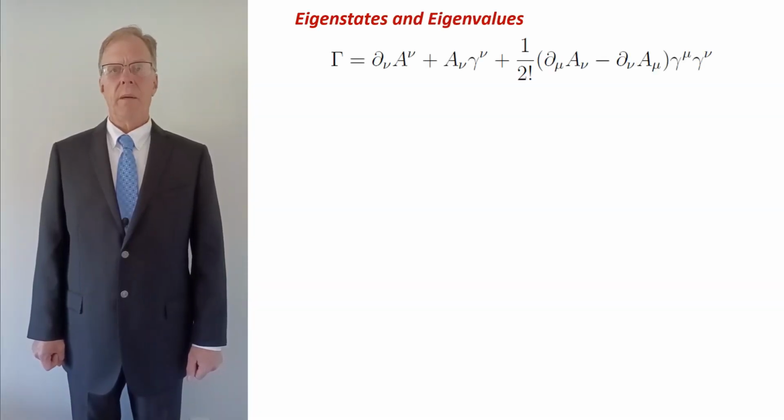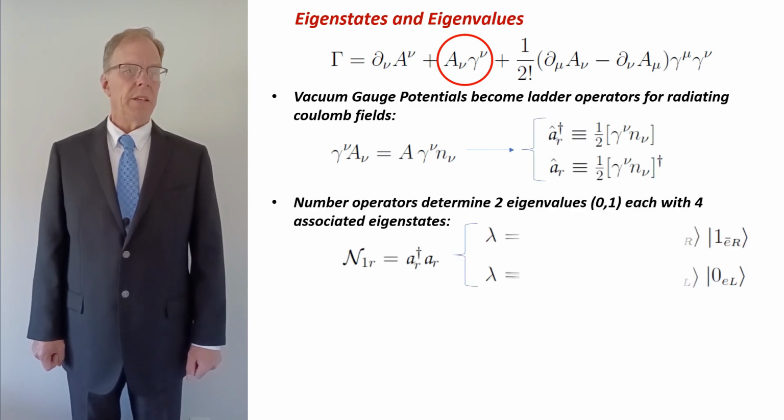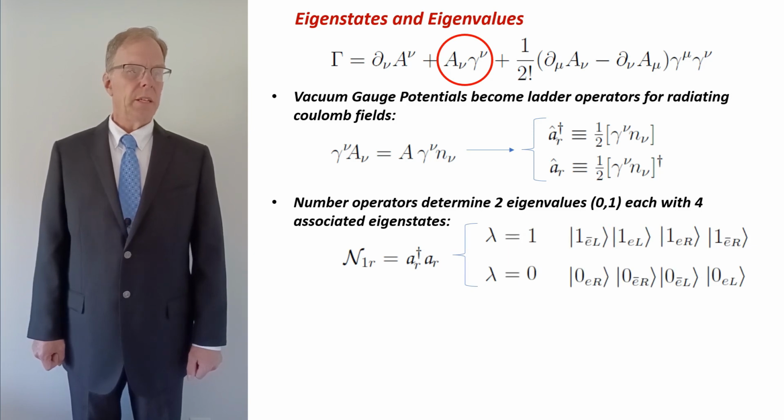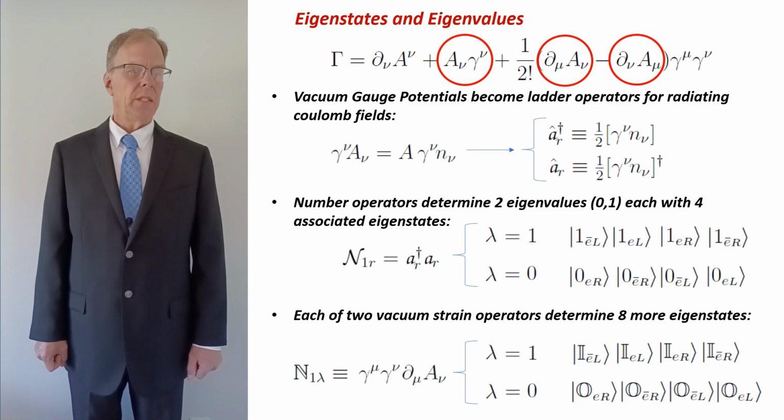Now let's find all the eigenstates and the eigenvalues associated with the operator capital gamma. The second term has properties associated with creation and annihilation operators. With these, we can form a number operator and identify a set of 8 eigenstates, 4 eigenstates with eigenvalue +1, and 4 more vacuum states with eigenvalue 0. Both strain operators have the same set of eigenstates, so we need only pick one and find once again a set of 4 excited states with eigenvalue +1 and 4 more vacuum states with eigenvalue 0. This is all the eigenstates associated with gamma.